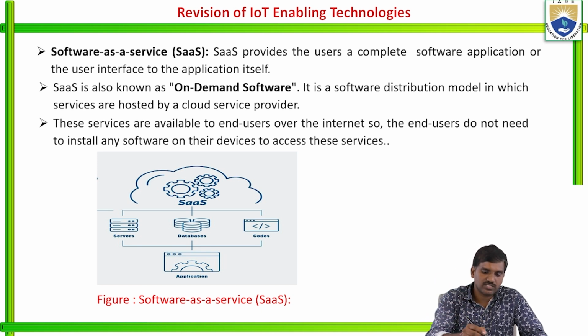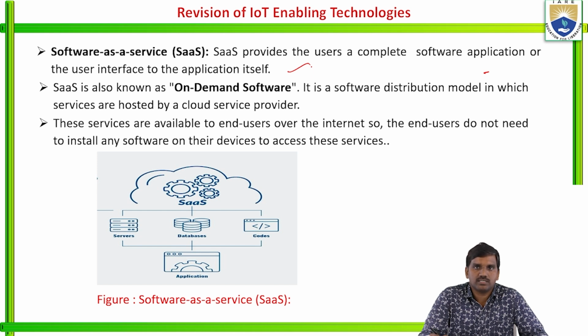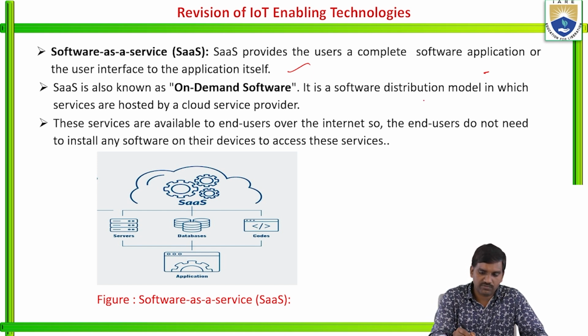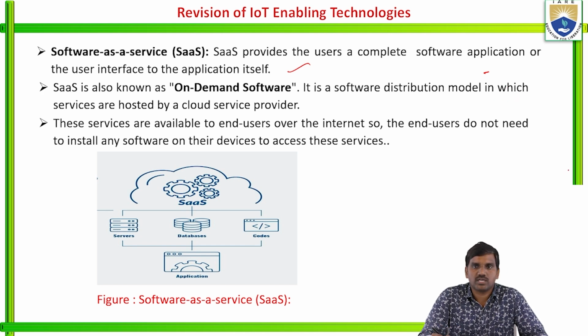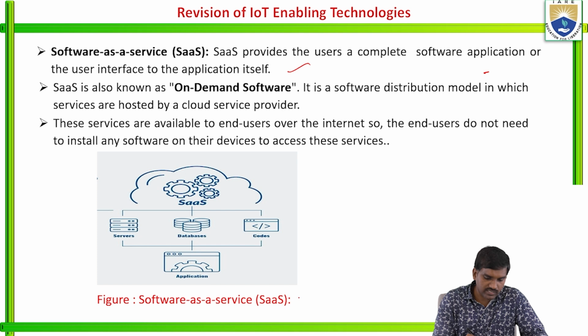So software as a service provides the user a complete software application with the user interface to the application itself. It is also known as on-demand software. It is a software distribution model in which services are hosted by a cloud service provider. So this is the software as a service model.